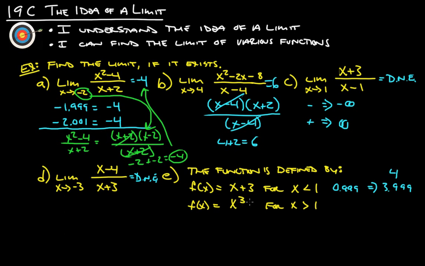And then if we put 1 in here, well, let's see, x is greater than 1, so if we put in 1.001, 1.001 cubed is basically 1.00. I don't think it's even 001. It's going to be 1.000. So this is approaching 1.